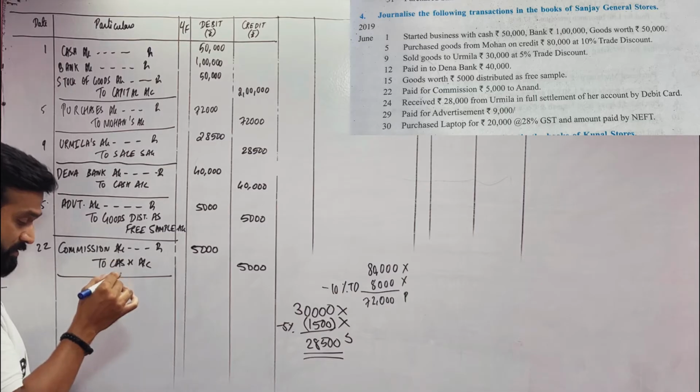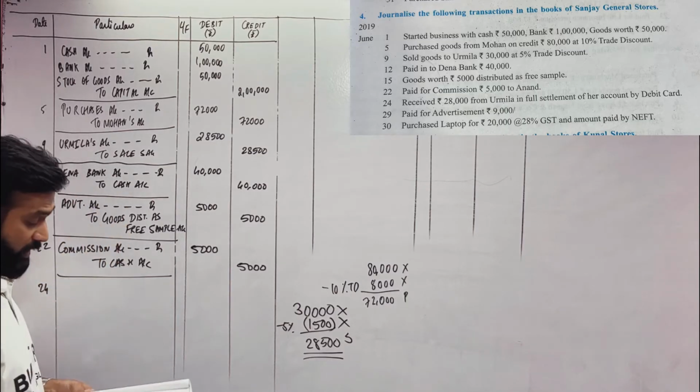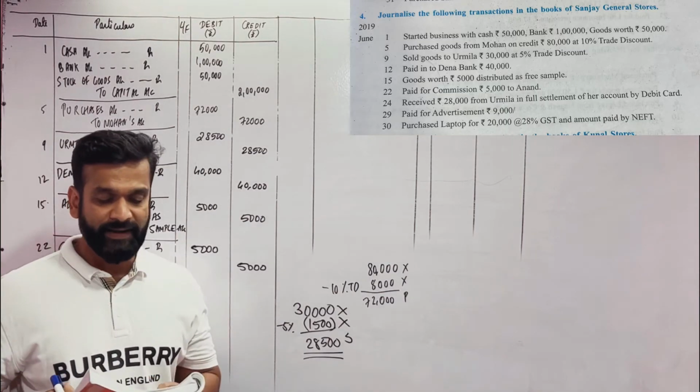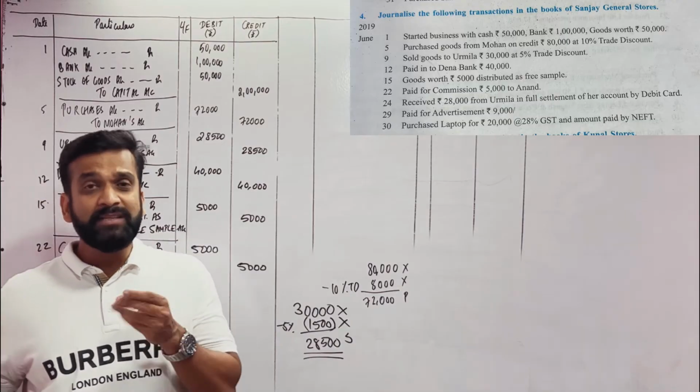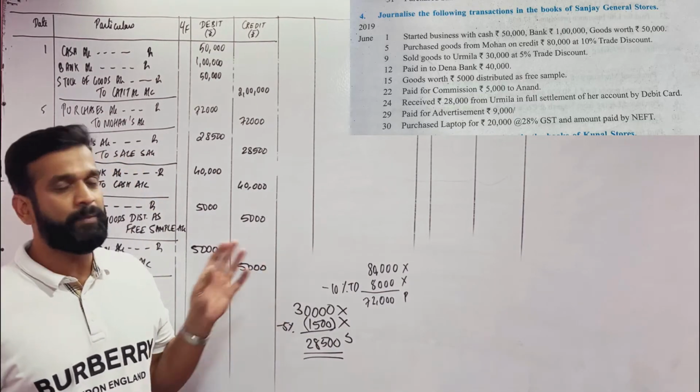5,000. Next date is 24. Next is 24. Received 28,000 from Urmila in full settlement of her account by debit card.